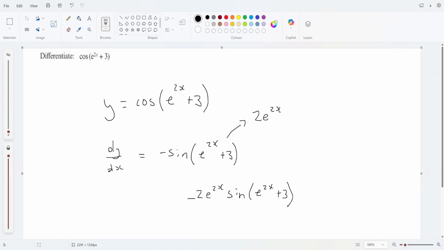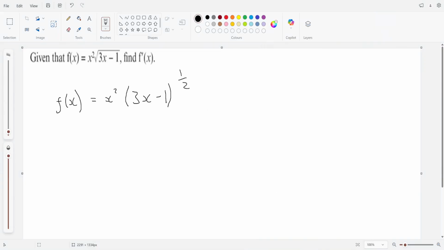So next I'm going to be moving on to product rule. So product rule is like the most fun thing ever, but it is kind of annoying sometimes because you do need to use chain rule as well as product rule in some of these questions. But the way you identify if it's product rule is if it's just two functions multiplied, which you can see they are here. So the first thing I'm going to do is I'm going to split this up into two functions. So I'm going to let u equal x squared and I'm going to let v equal (3x minus 1) to the power of a half.